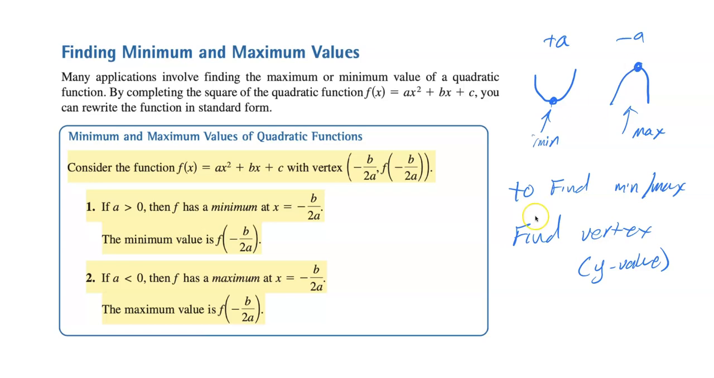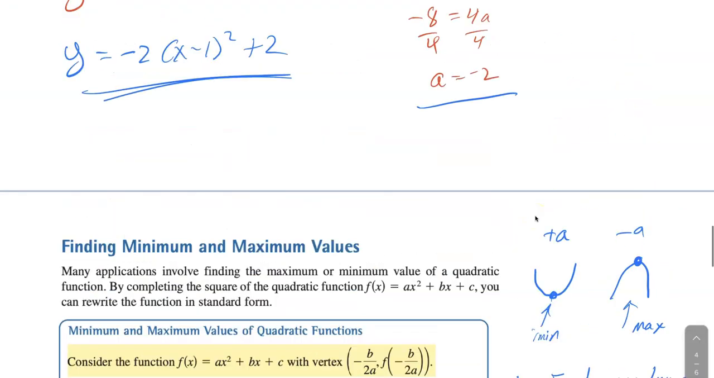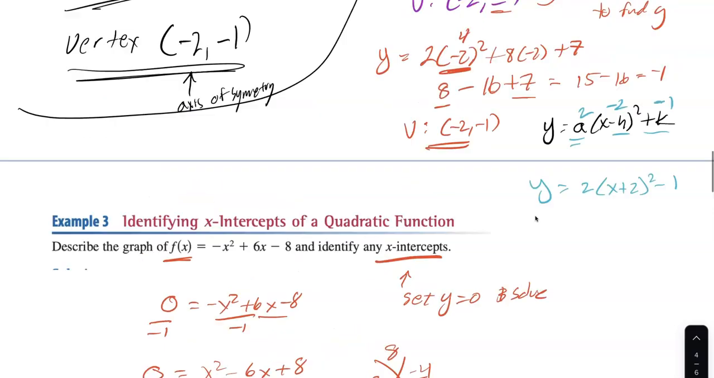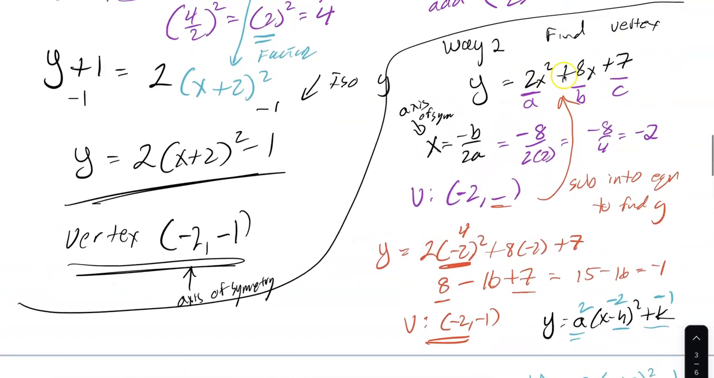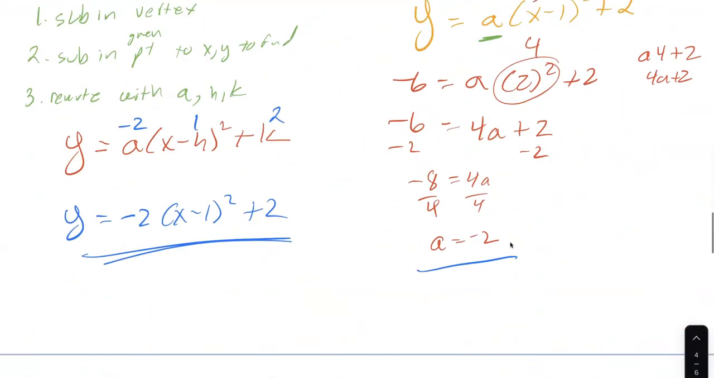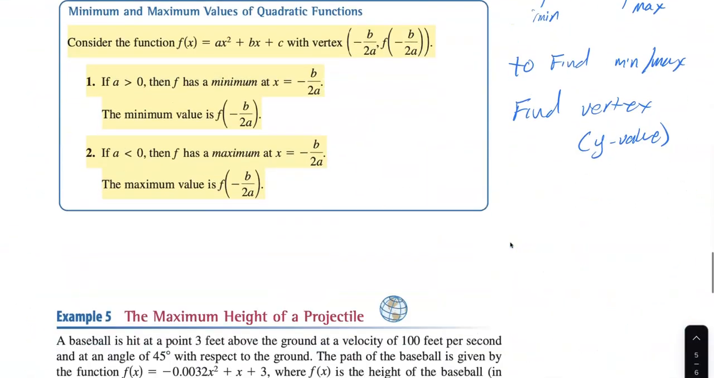How do you find the vertex? Well, we did it once already. That was my preferred way to find the vertex. We're going to do the exact same thing, because that's the easiest one to find the vertex. We're going to use the axis of symmetry to find the x. Once you have the x, plug it in to find the y. So that's how we're going to find our vertex.